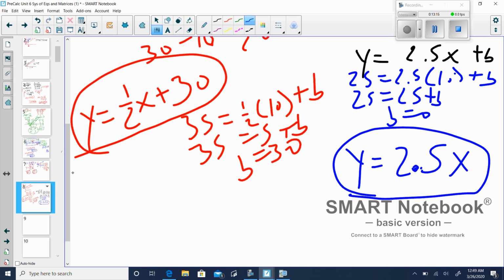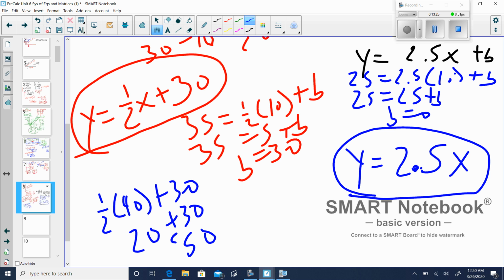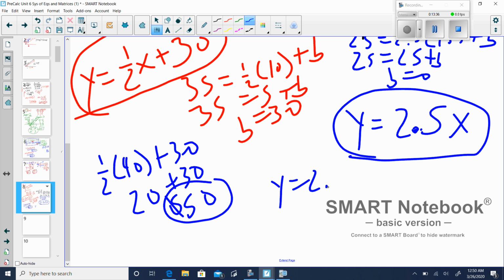So let's see which one is cheaper here. I'm going to take 40 and plug it into our formula. So half of 40 is 20. 20 plus 30 tells me it's going to be $50 if we use Crosstown Movers. If I go to Ron's Rentals, I'm going to bring this down here. y equals 2.5x becomes 2.5 times 40. So Crosstown Movers is going to cost less money for 40 miles.